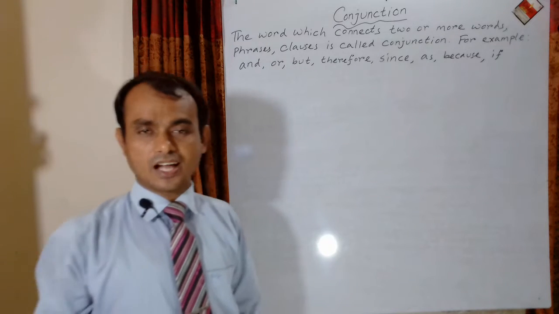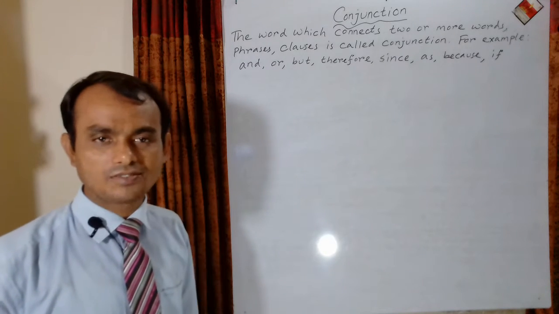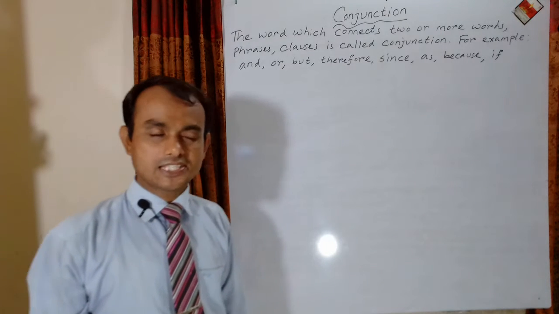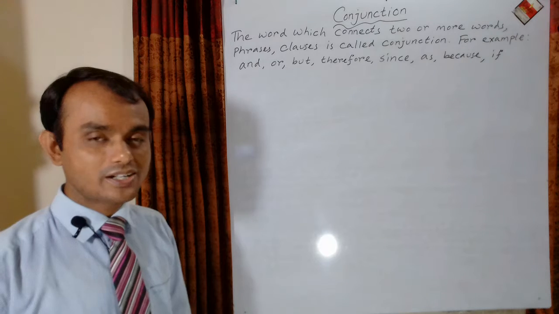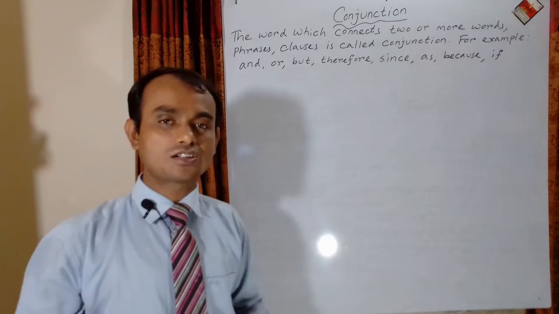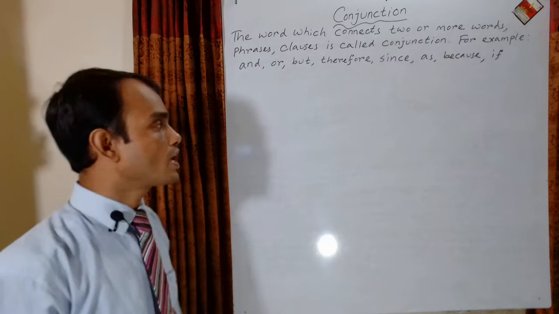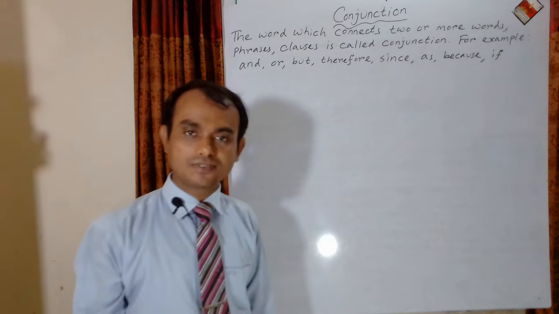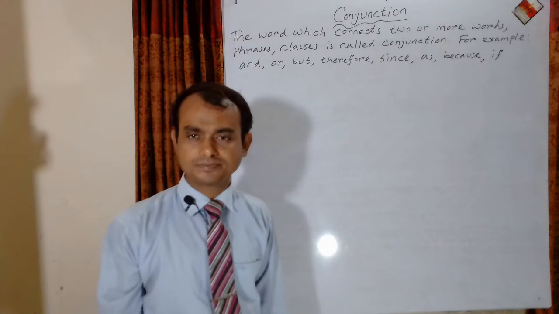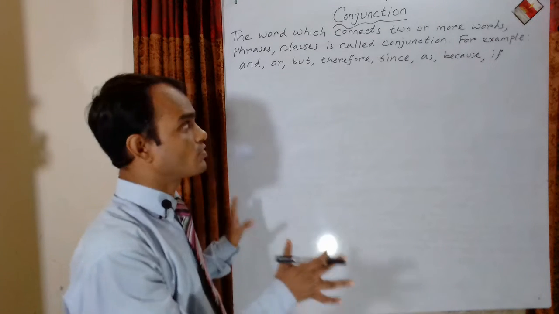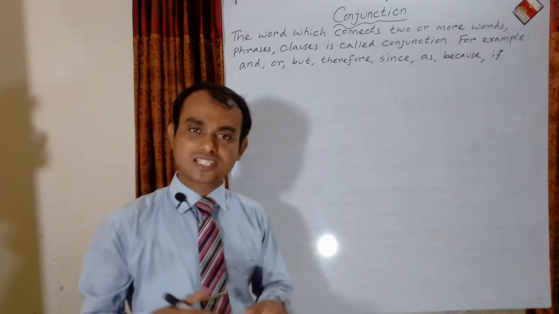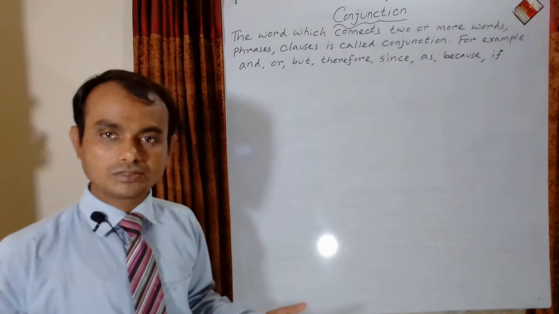Dear students, I have already written the definition of conjunction with its examples. What is conjunction? The word which connects two or more words, phrases, or clauses is called conjunction. For example, and, or, but, therefore, since, as, because, if, etc. These are the words for conjunction.